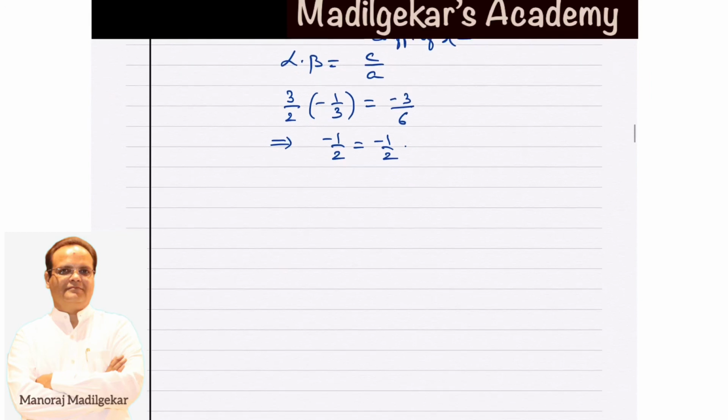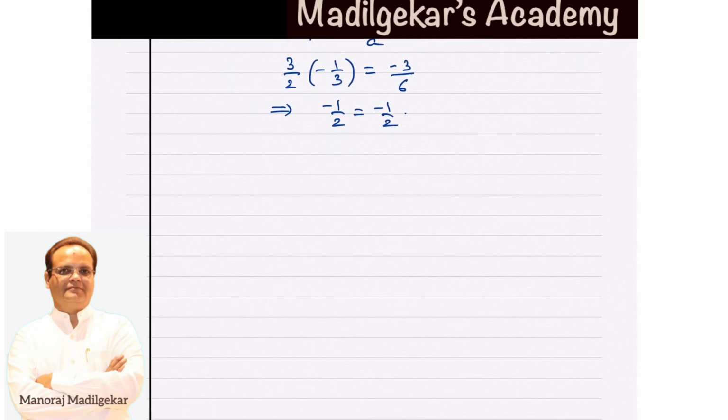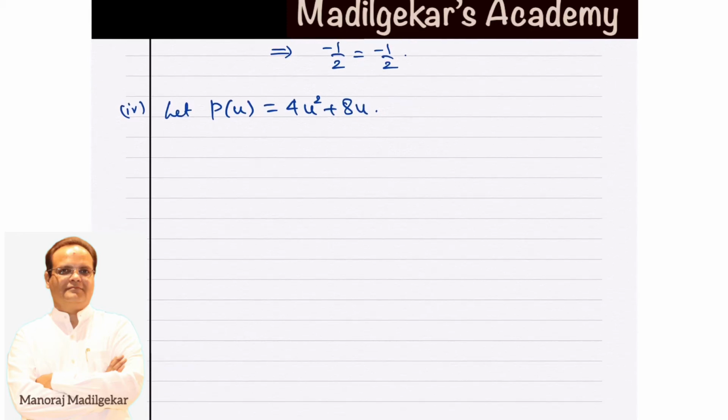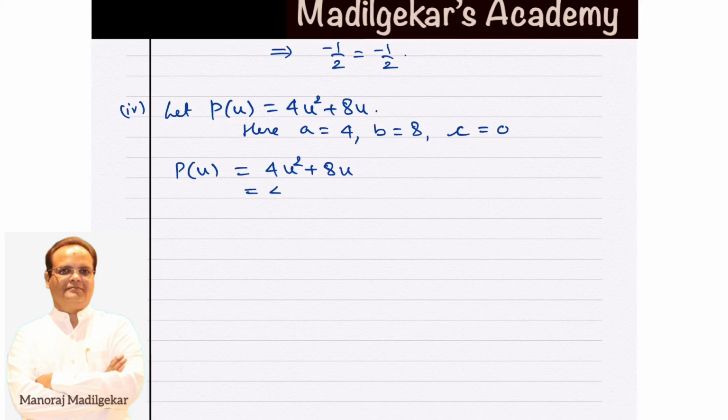Next example is, let P of u equal 4u square plus 8u. Here a is 4, b is 8 and no constant term. So c is 0. First factorize the given polynomial. 4u square plus 8u. You can take 4u common, u plus 2.